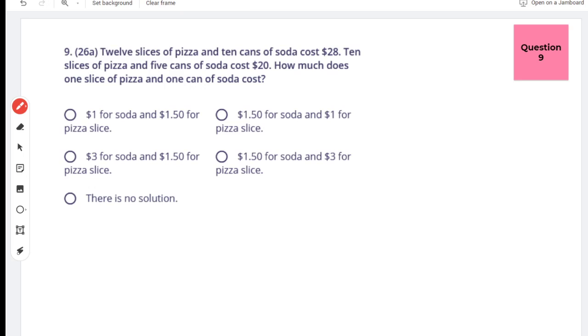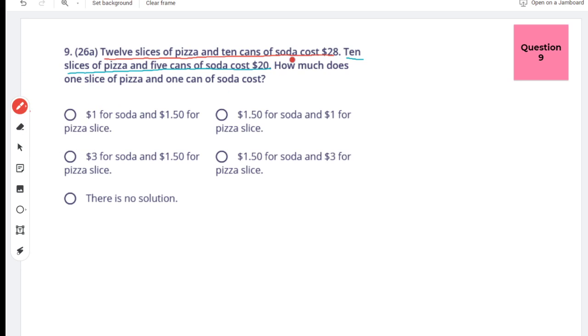This word problem also represents a system of equations. So it starts out by telling us that 12 slices of pizza and 10 cans of soda cost $28. Then it goes on and tells us that 10 slices of pizza and 5 cans of soda cost $20. And so now they're asking for how much does one slice of pizza and 1 can of soda cost.